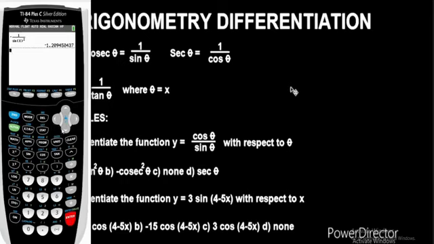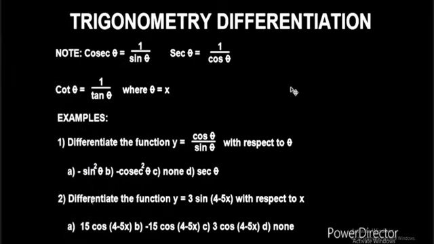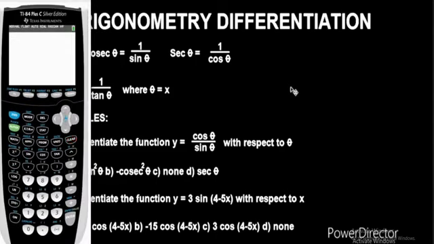Okay, so let's clear this and solve question 2. Question 2 says differentiate the function y equals 3 sine in bracket 4 minus 5x with respect to x. Okay, so interesting. Let's bring out the derivative function. We press alpha, window button. Derivative is option 3. Okay, so you put d by dx, press x here.